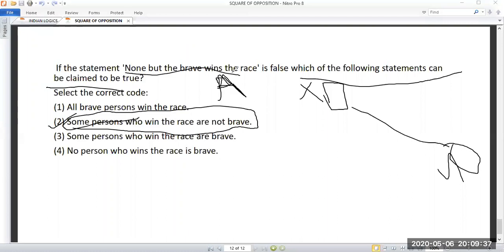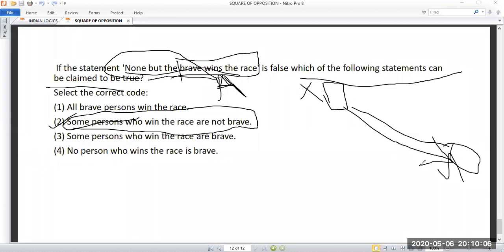None but the brave wins the heart. I already told you the hidden proposition: if none is given, don't go for E case, E type. This is A type because none but the brave. None means no one. But the brave wins the heart is the actual statement here. That means all brave win the heart. So if all brave win the heart is taken to be false, then definitely the contradictory should be true. Which can be claimed to be true: some person who wins the race is not brave. Okay. Yes.